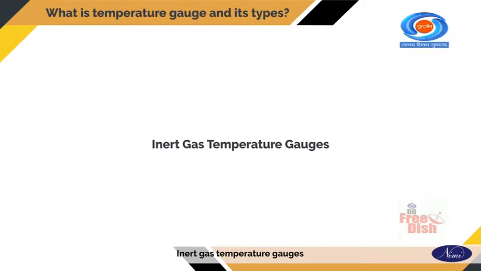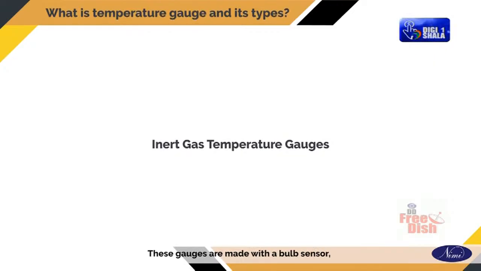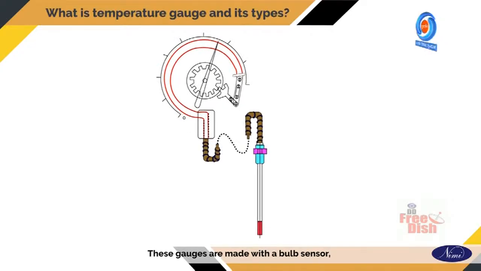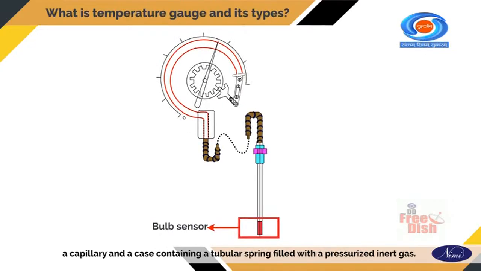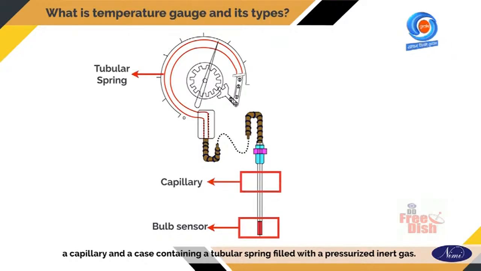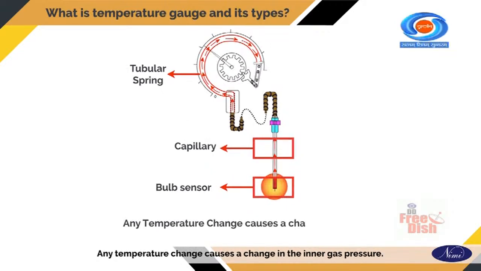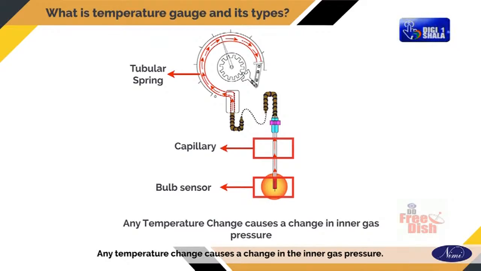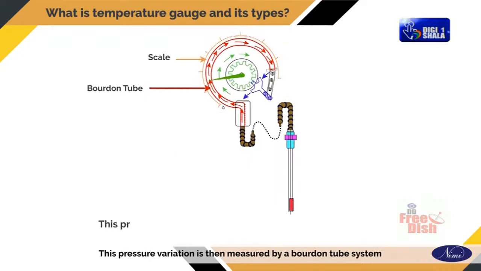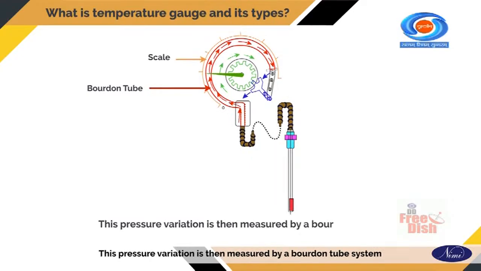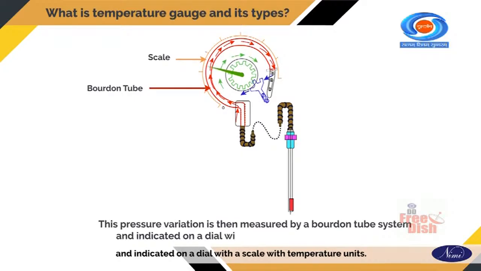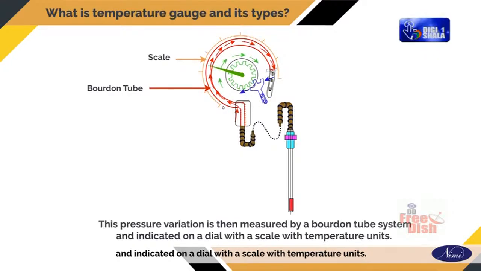Inert gas temperature gauges. These gauges are made with a bulb sensor, a capillary and a case containing a tubular spring filled with a pressurized inert gas. Any temperature change causes a change in the inner gas pressure. This pressure variation is then measured by a Bourdon tube system and indicated on a dial with a scale with temperature units.